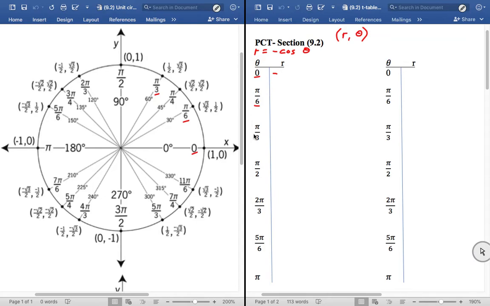So I picked pi over 3. I picked pi over 2 because it's just a great one to pick, because it's kind of easy, because it's just 0 and 1. We're going to plug in 2/3 pi. We're going to plug in 5/6 pi, and we're going to plug in pi. And we're not going to go around the bottom half of the circle, and I'll show you why in a second. Okay, so those 6, yes, you got to be patient.